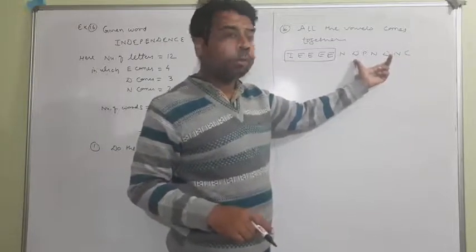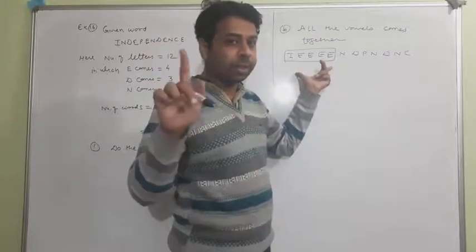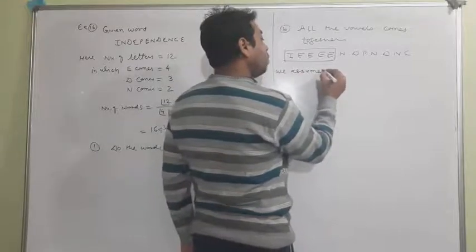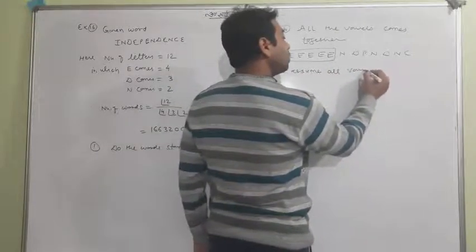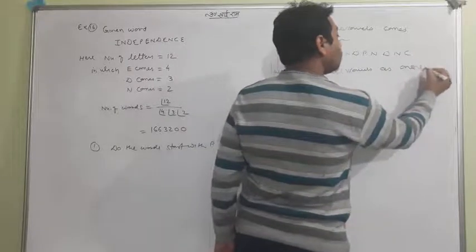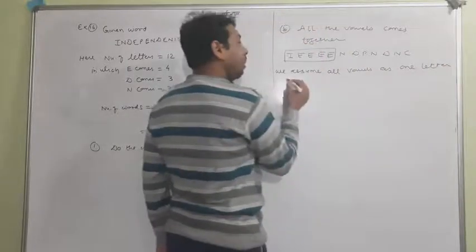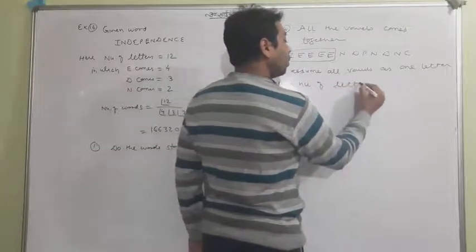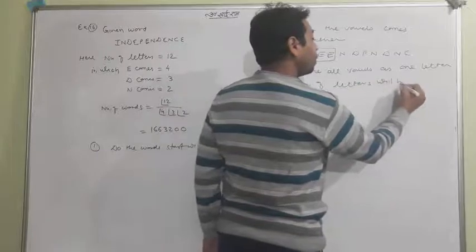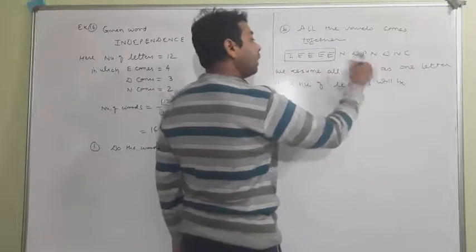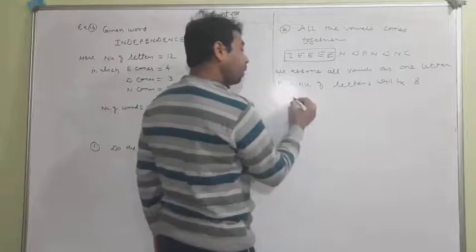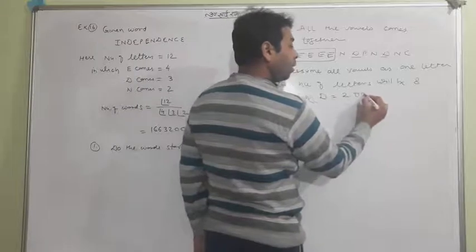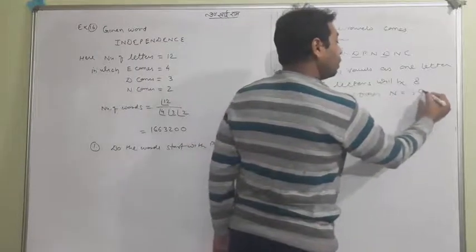You won't see the repetition in this, because it is not 5 letters, it is 1 letter. We assume all vowels as one letter, then the number of letters will be 1, 2, 3, 4, 5, 6, 7, 8. Very important, which letters are repeating? D is coming 2 times, N is coming 3 times.